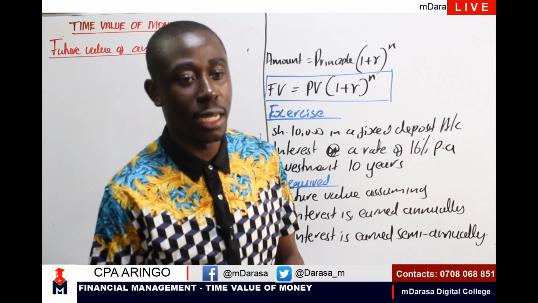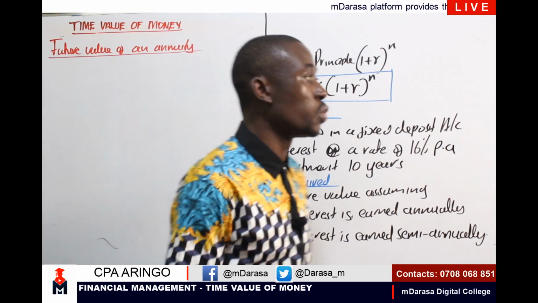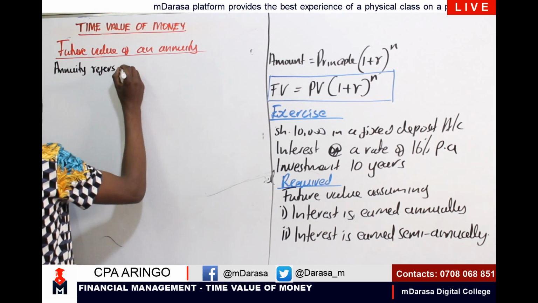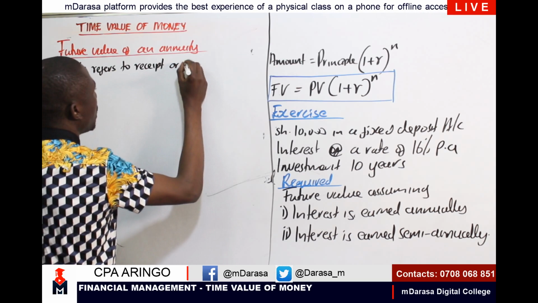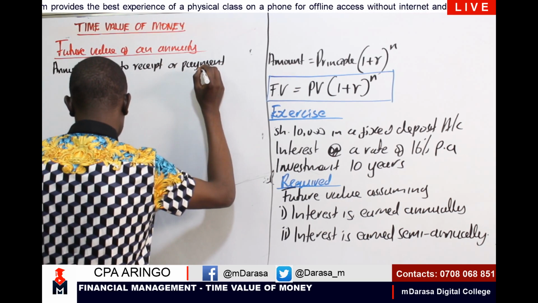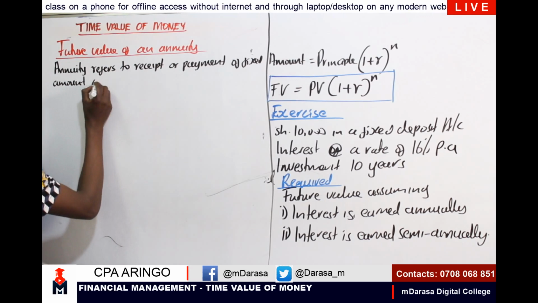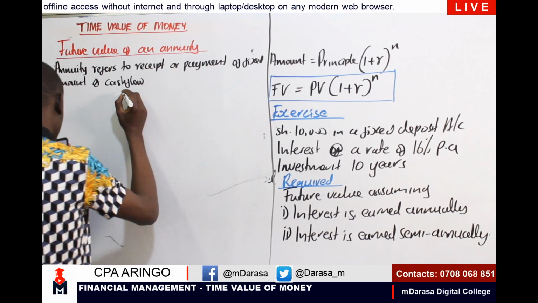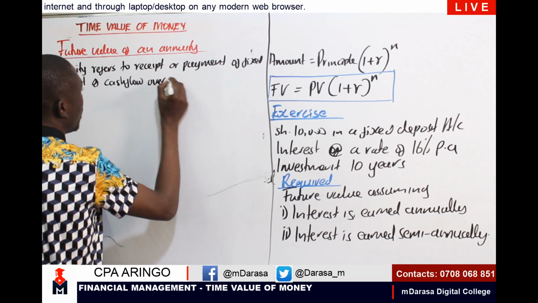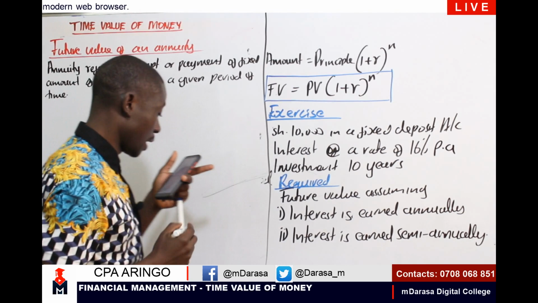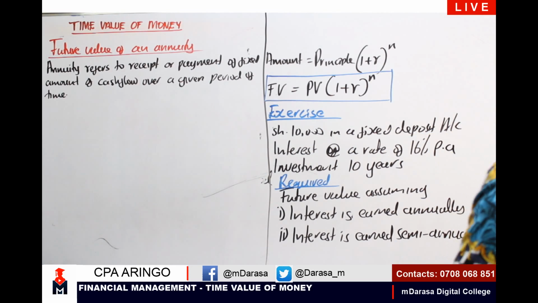So when you are talking of annuity, basically, my good students, what do you need to understand here? Basically, annuity refers to receipt or payment of fixed amount of cash flows over a given period of time. That is basically, in essence, it refers to periodic payment of equal amount over a given period of time.